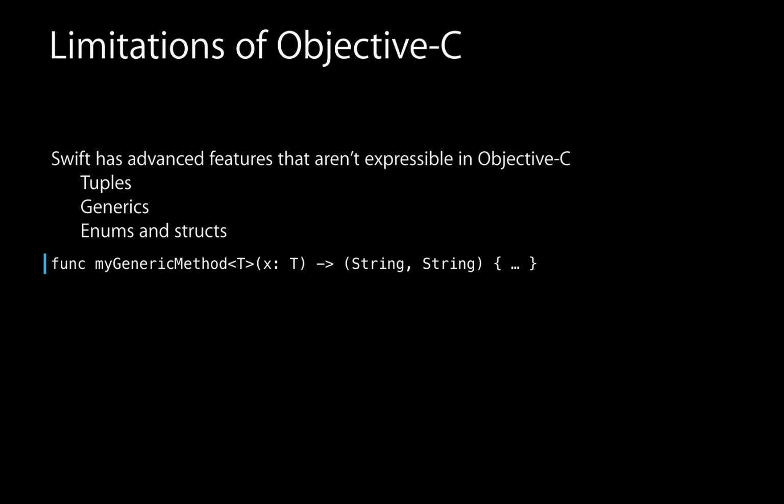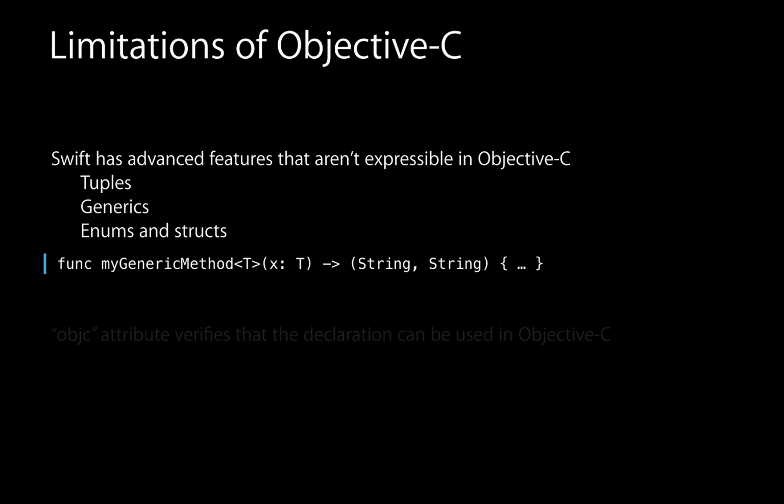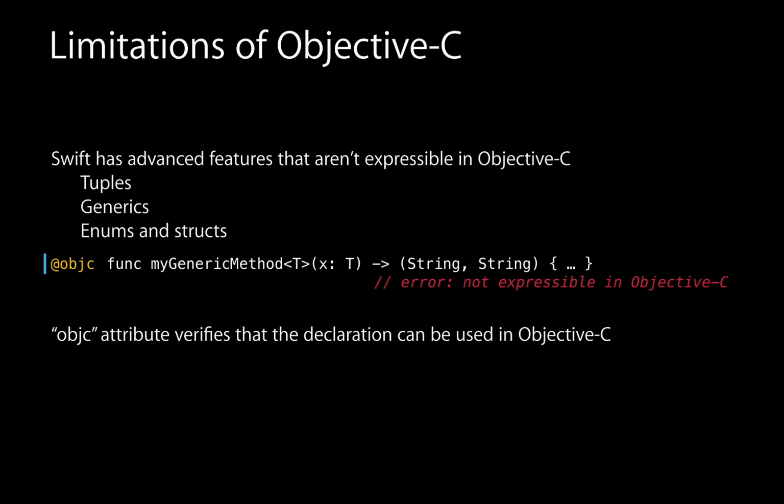So if this happens to you and you're surprised by it, there's an attribute you can add to your method. It's the @objc attribute. And what this does is it asks the compiler to check and make sure that this method or property or initializer or whatever is expressible in Objective-C, so it can be used from your Objective-C code. And if it's not expressible in Objective-C for some reason, the compiler will give you a hard error to tell you this is not something you can use from Objective-C.